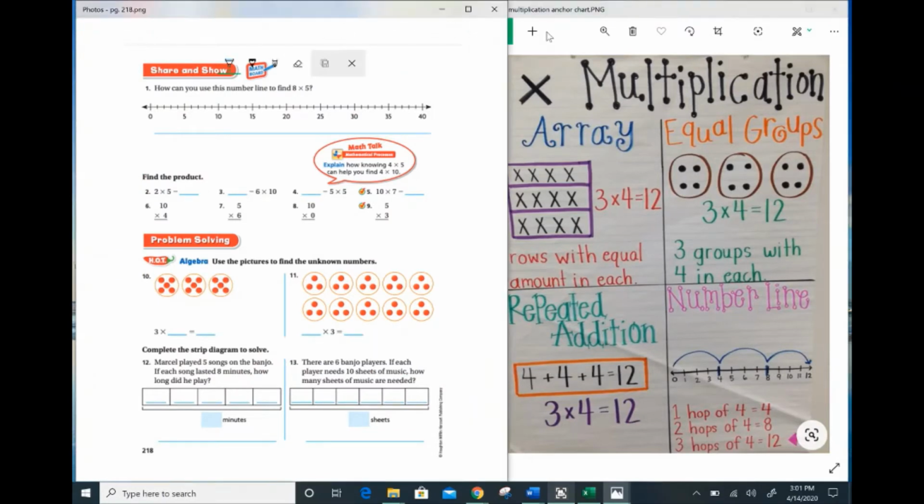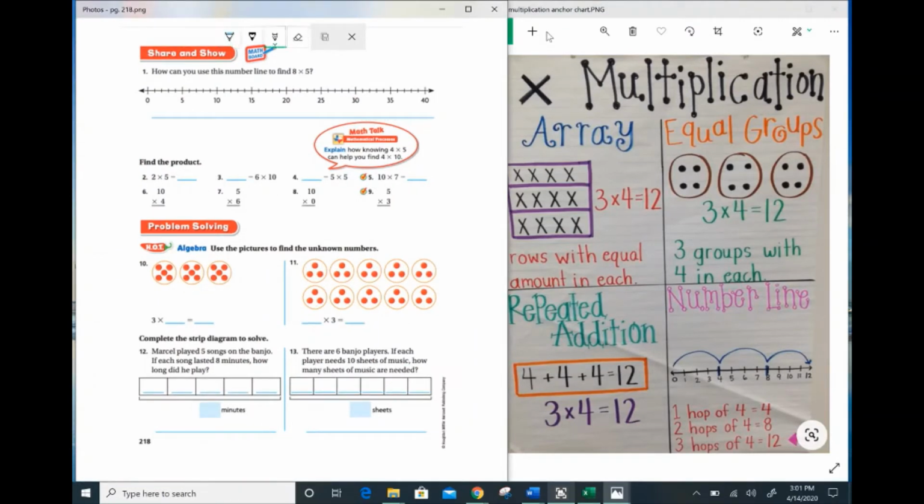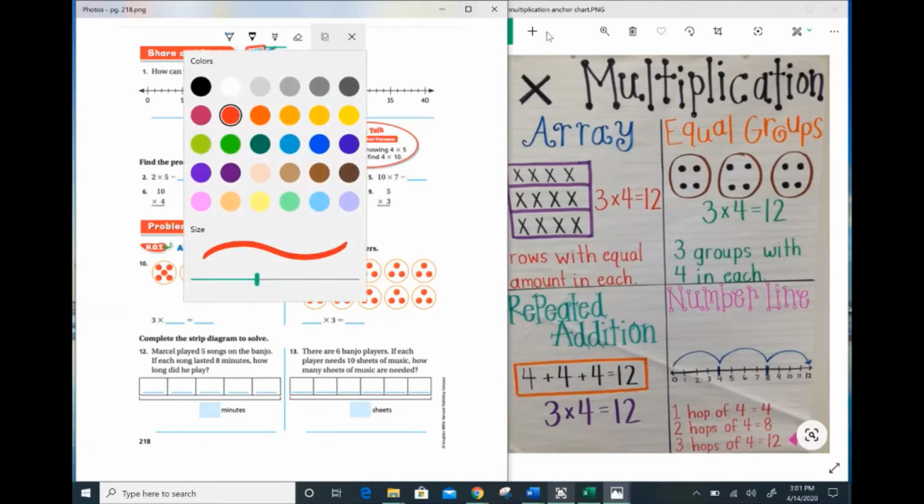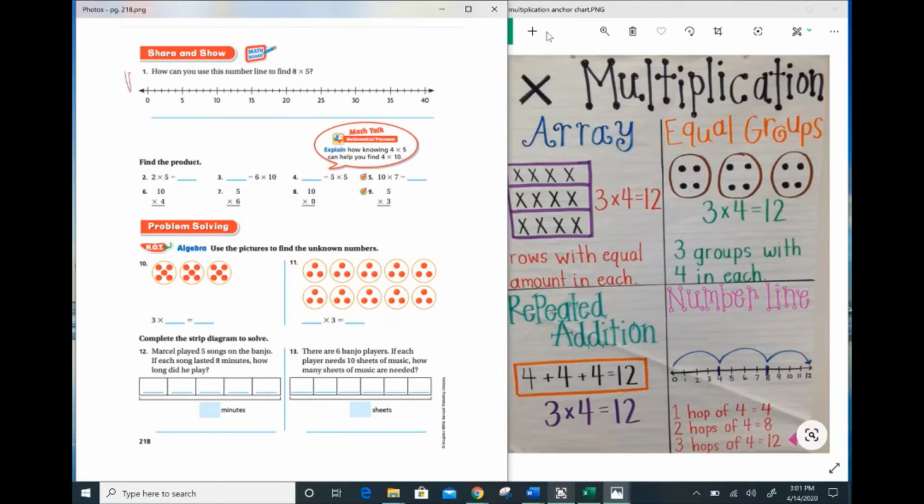On this next one, on number 1, the question's asking, how can you use this number line to find 8 times 5? If I look down here at my number line, it says 1 hop of 4 equals 4. That's 1 hop right there of 4. But I know I need 8 hops of 5.